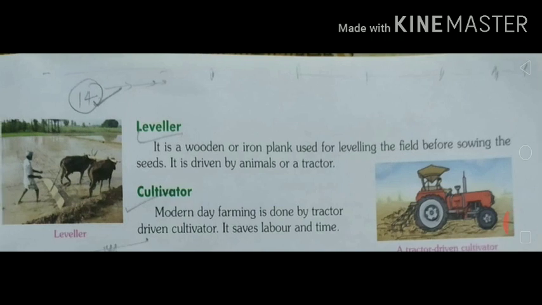So cultivator, it is one of the modern tools and it is tractor driven. The cultivator is a tractor driven agricultural implement which is used for loosening and turning the soil in the field quickly. Now in case of plow, there is only one plowshare, but in cultivators, the cultivator has many plowshares which can dig into a considerable area of soil at the same time, loosen it and turn it. So in this way the use of cultivator saves labor and time.